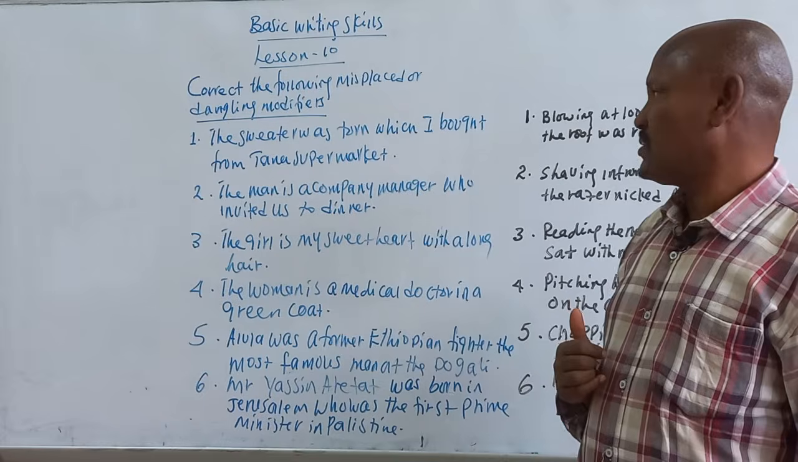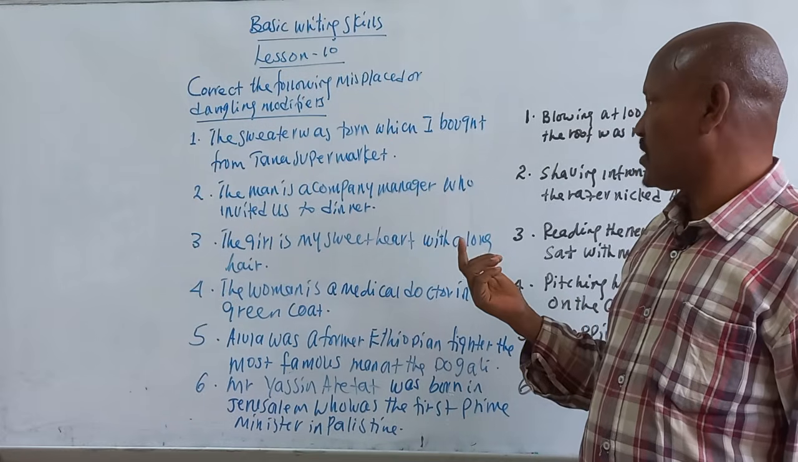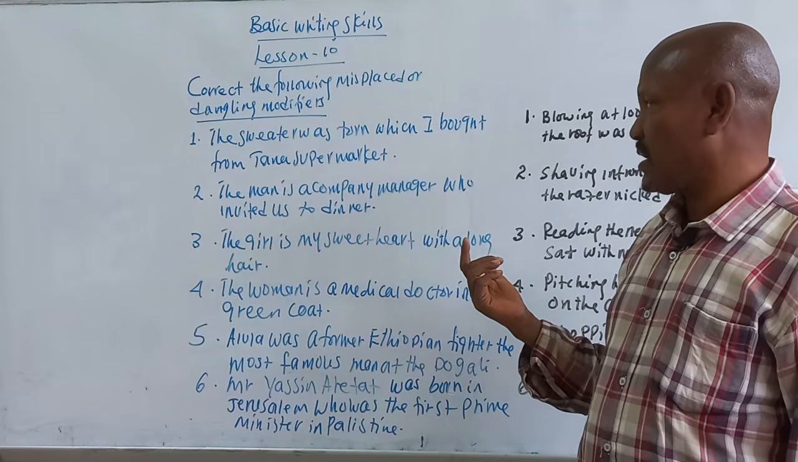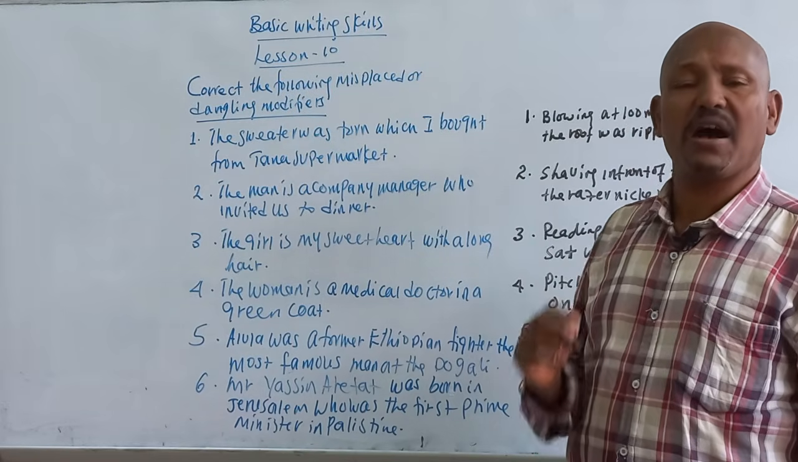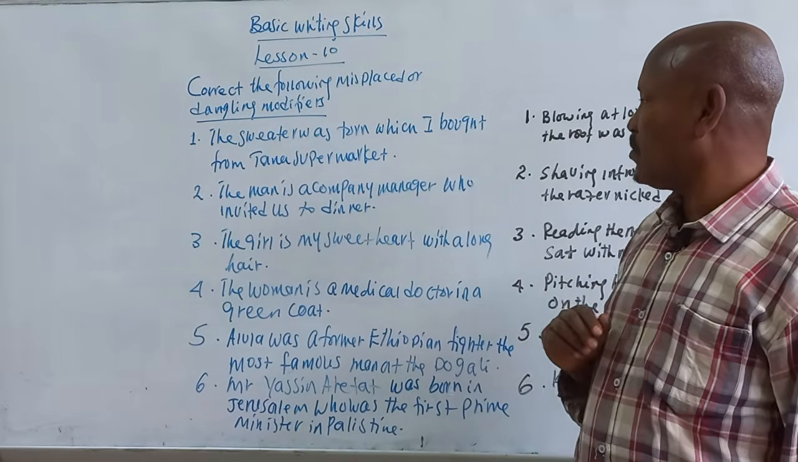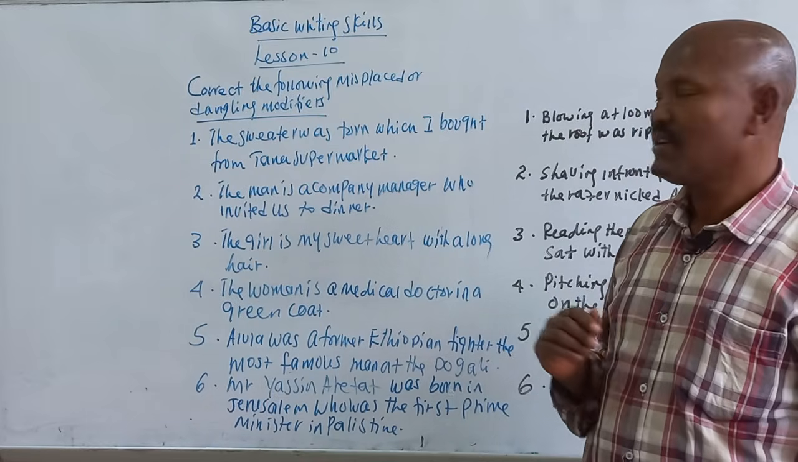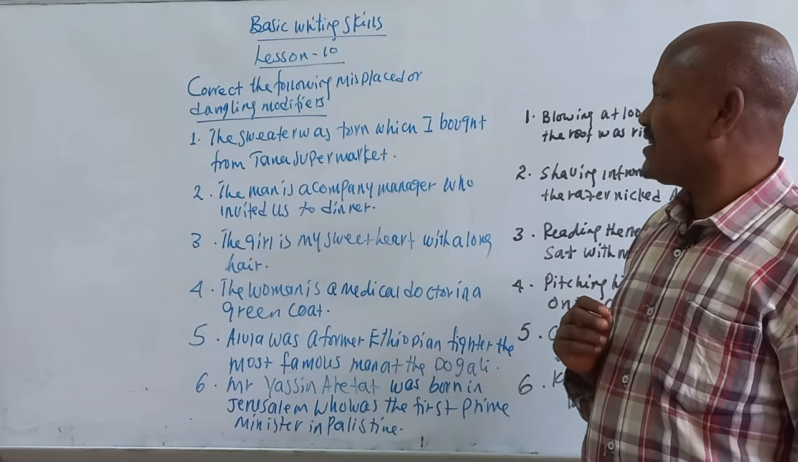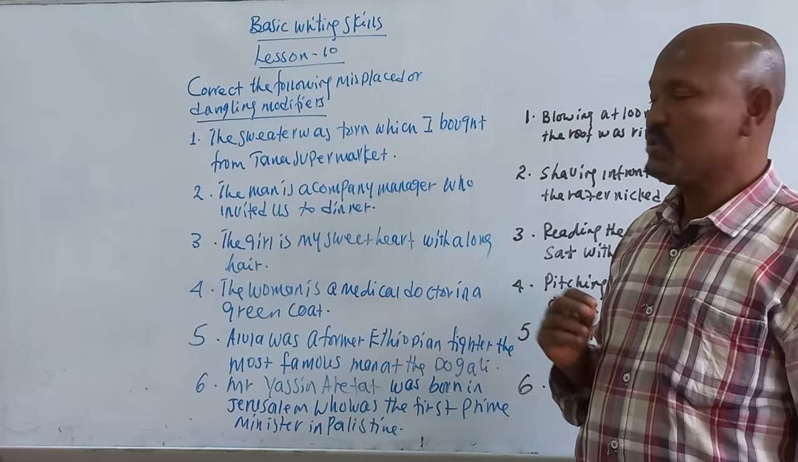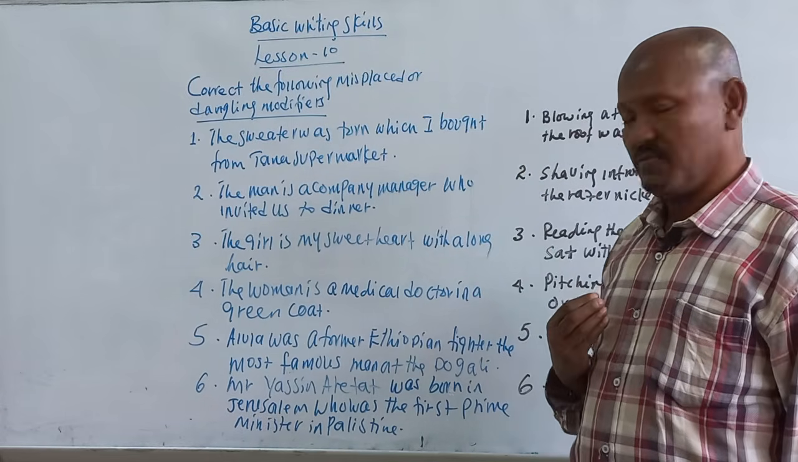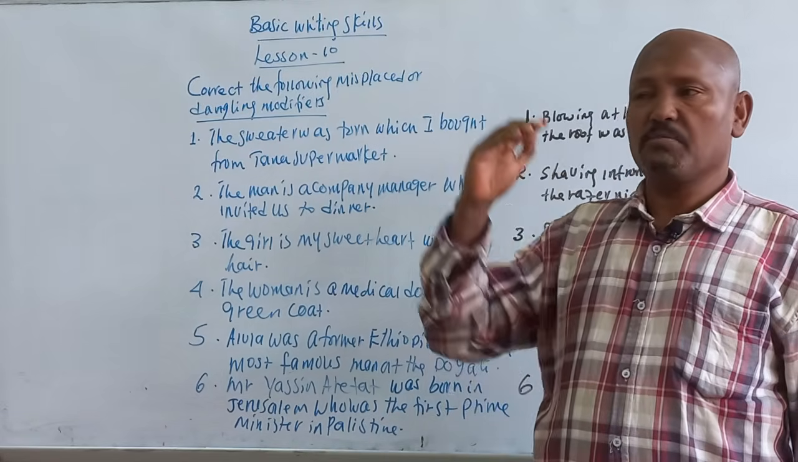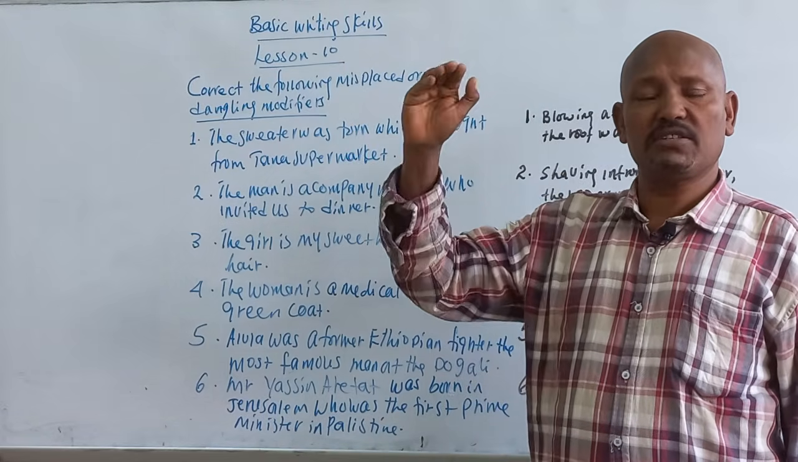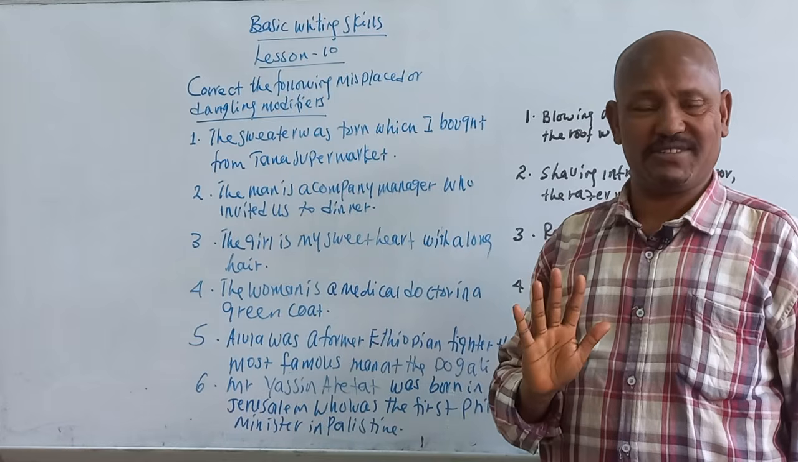So the first one: the sweater was torn, which I bought from Tana supermarket. What kind of problem does this sentence have? This sentence you see here on the whiteboard is not a dangling modifier, it is called a misplaced modifier. When you say misplaced, it means modifiers which are situated or arranged in a wrong place.